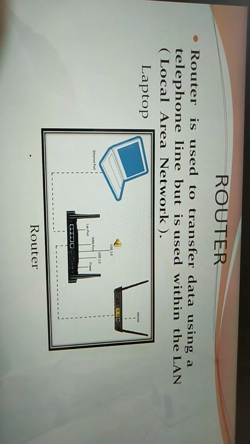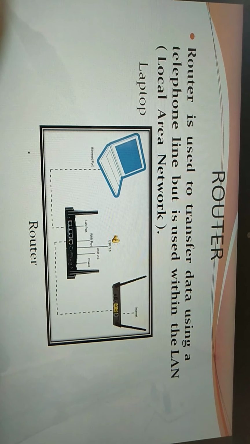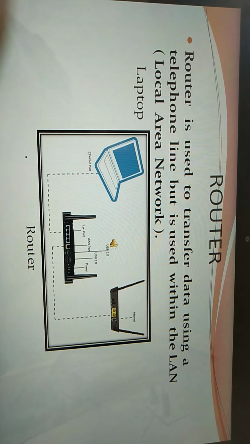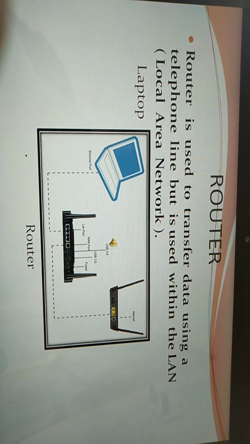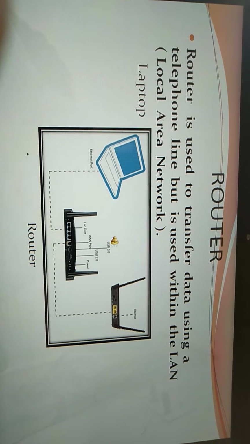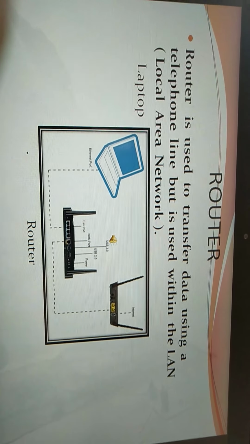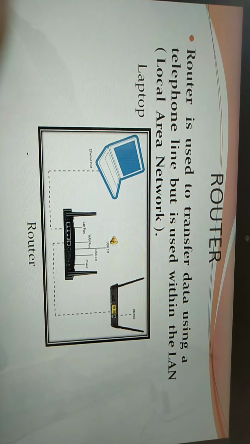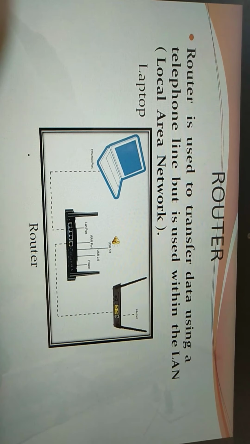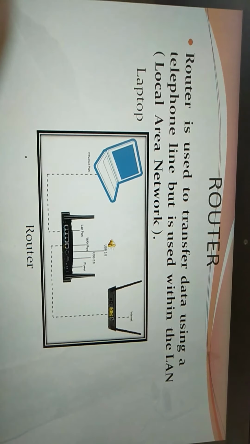Now what is a router? A router is used to transfer data using a telephone line, but it is used within the LAN, that is the local area network. Children, you must have seen a black color box connected with two antennas on it in your house, maybe in the drawing room or next to the bedroom. That is a router. When you click for internet connection, you will see some red color light signaling on the router. So that is used to transfer data using a telephone line.